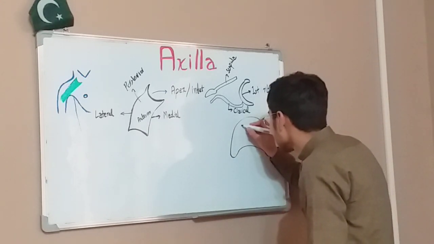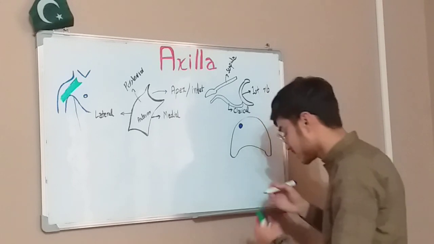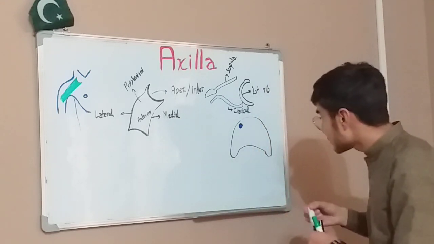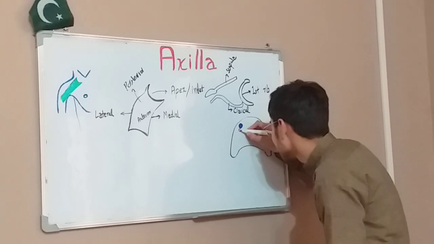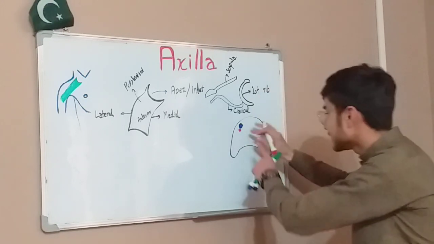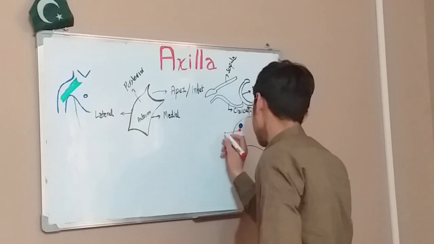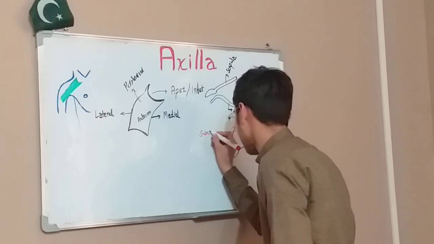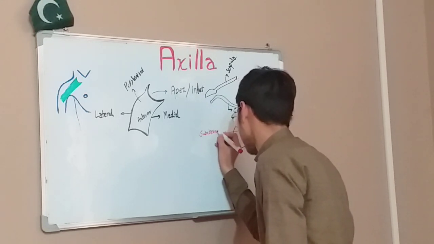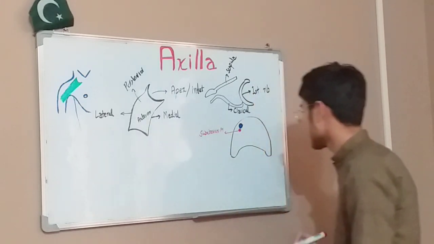clavicle. So let's say that we have the clavicle. And just below the clavicle, we have a muscle that is actually connected to the clavicle, and this muscle is called the subclavius muscle.